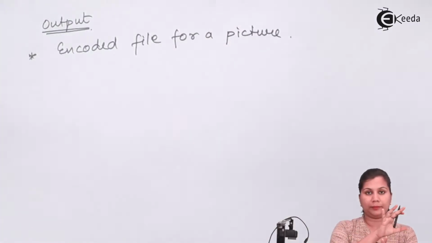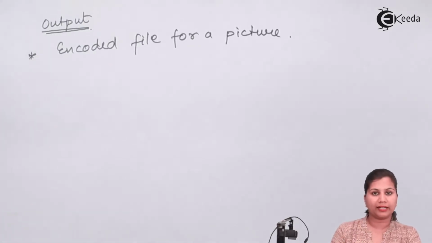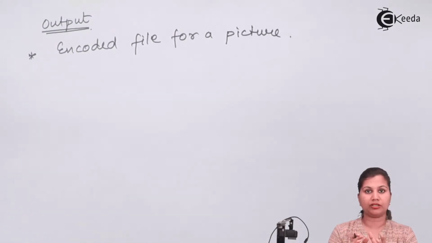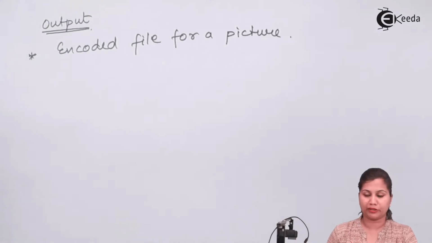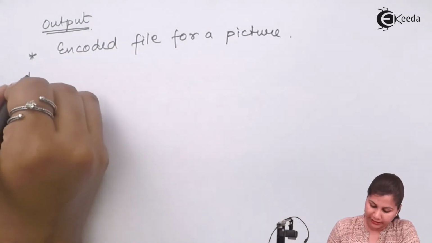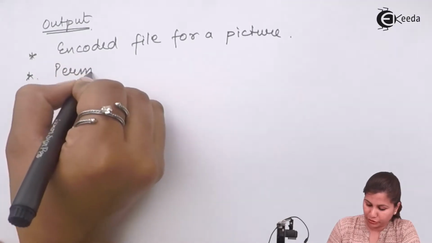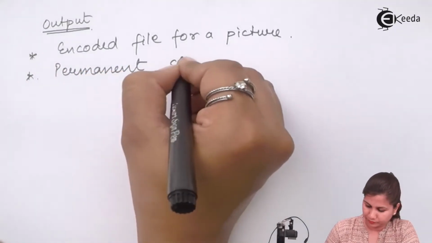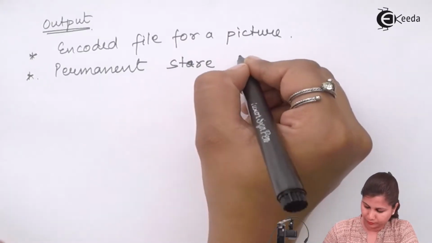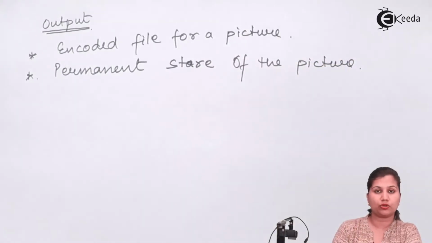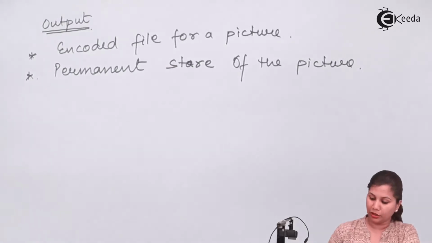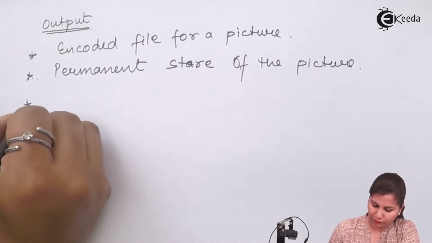So the picture which is taken will be converted in the form of the exposed and the unexposed area, and the information of how many cells are exposed and how many cells are not exposed. So in that form there will be a file for every picture. So the encoded file for a picture, then we will have the permanent store of the picture, because that picture is being stored in the form of a file in the memory. So permanent store of the picture in the form of a file.